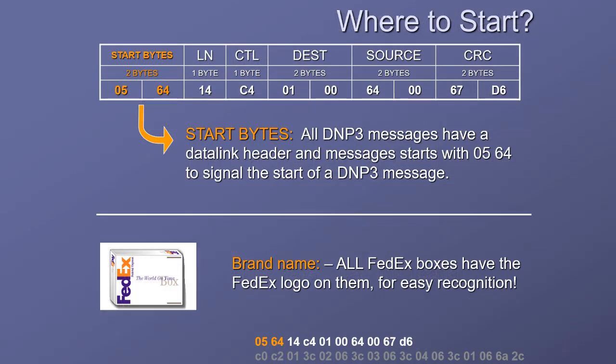So where do we start? The data link header in DNP3 always starts with 0564. These are the first 2 bytes. This signals the start of a DNP3 message. As an example, all FedEx boxes have the same FedEx logo. This is like the brand name.